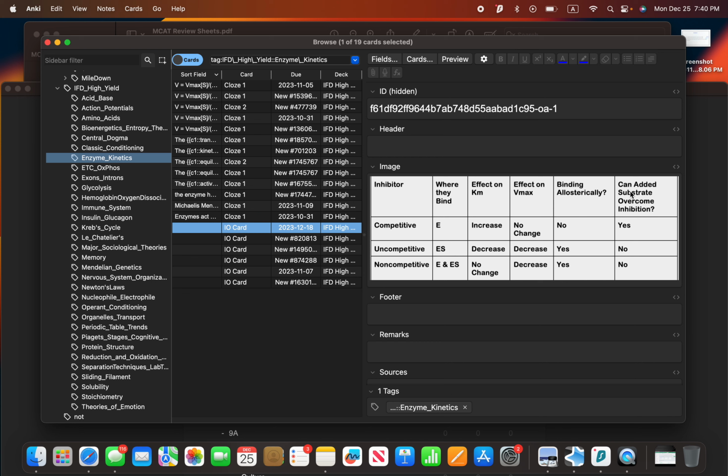The last one means that if you add substrate to your solution, and we know that substrates bind to the active site of the enzyme, does that added substrate overcome the inhibition? Does it predominate the inhibition? Right?